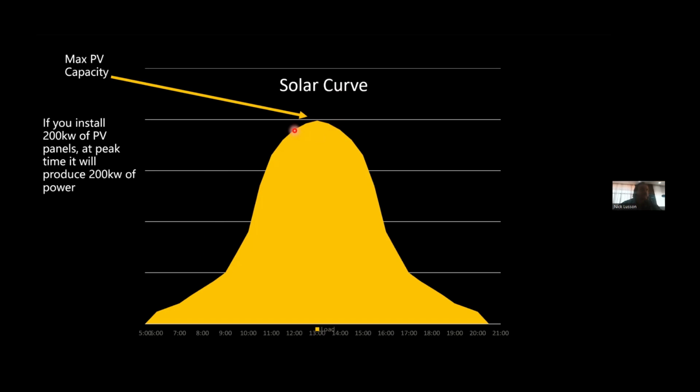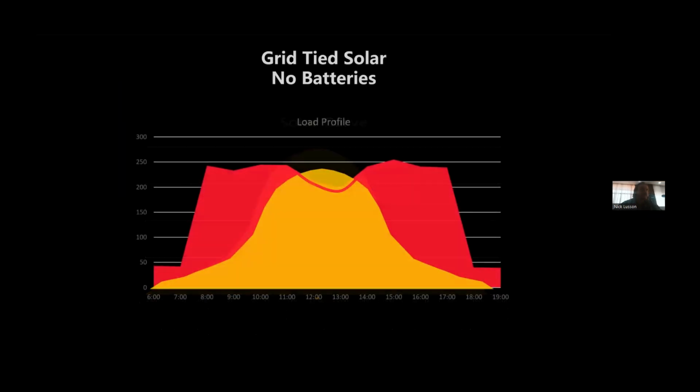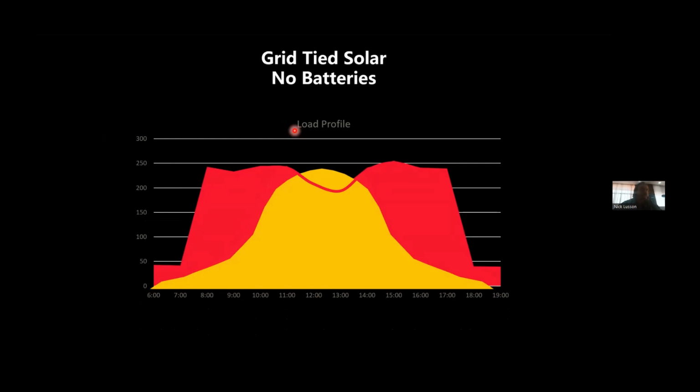Now, what's very important is to combine these two profiles. What I mean is like this. When a customer says they want solar energy, we start with their load profile, which is the red. We need to know how many kilowatts and how many kilowatt hours they are consuming. And then through the time of day, we can match it to the solar profile.